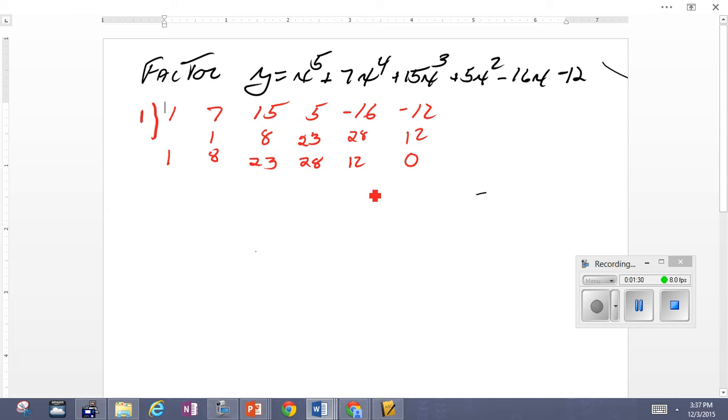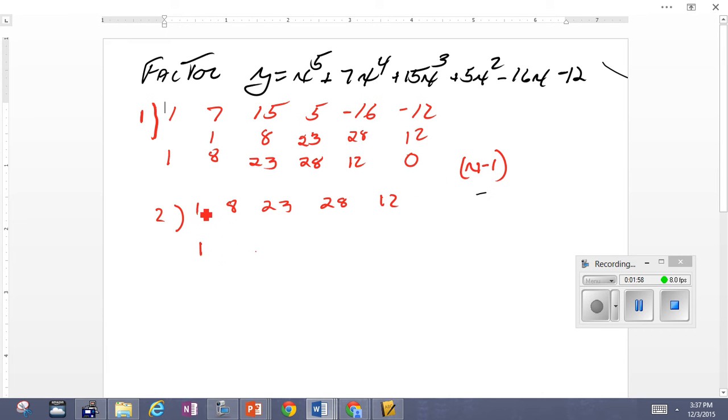I've got one factor, which is x minus 1. Okay, the intercept is 1, so the factor is x minus 1. I'm now going to start another round of synthetic division: 1, 8, 23, 28, 12. I'm going to try 2. If it fails, I'll know because I won't get a 0 here.